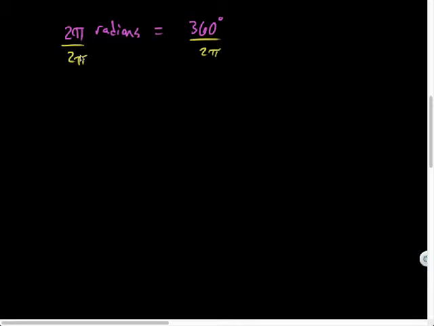Right, because 2 pi divided by 2 pi is going to be 1. So I'll have 1 radian is equal to, and 360 divided by 2 is 180. And pi would still be left on the denominator. So 180 divided by pi degrees, which is approximately 180 divided by pi. Pi is about, right, 3-ish, so it should be around 60-ish. And I get that's about 57.2958 degrees is 1 radian.